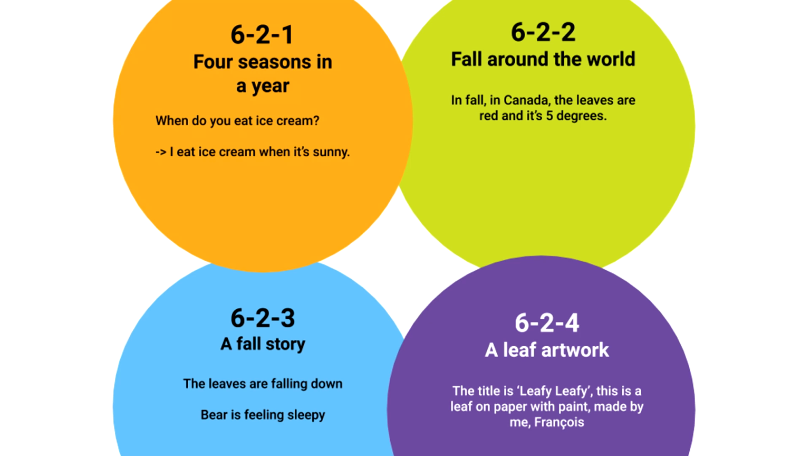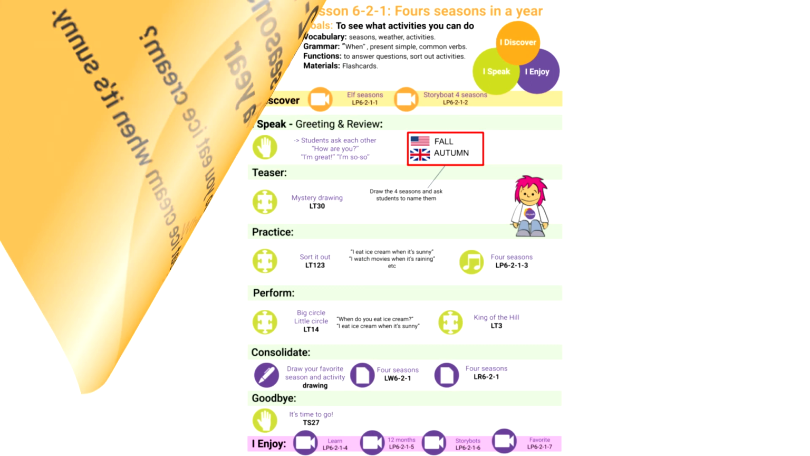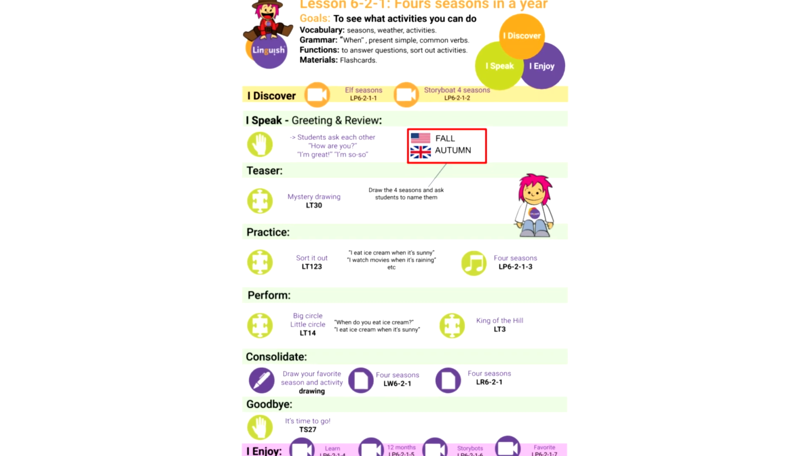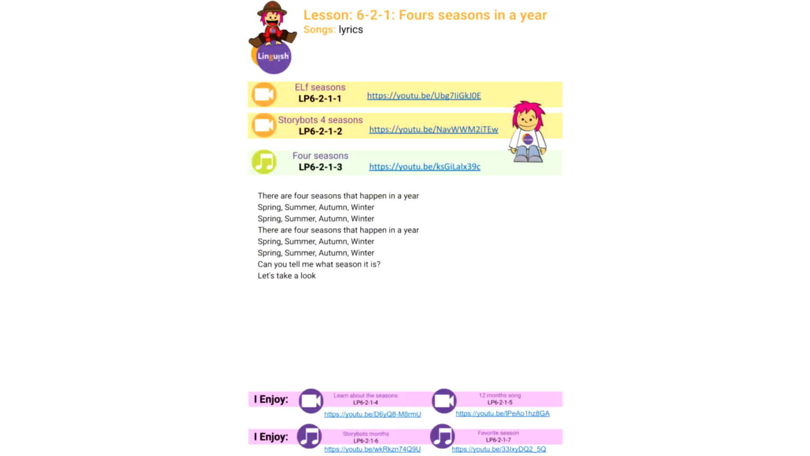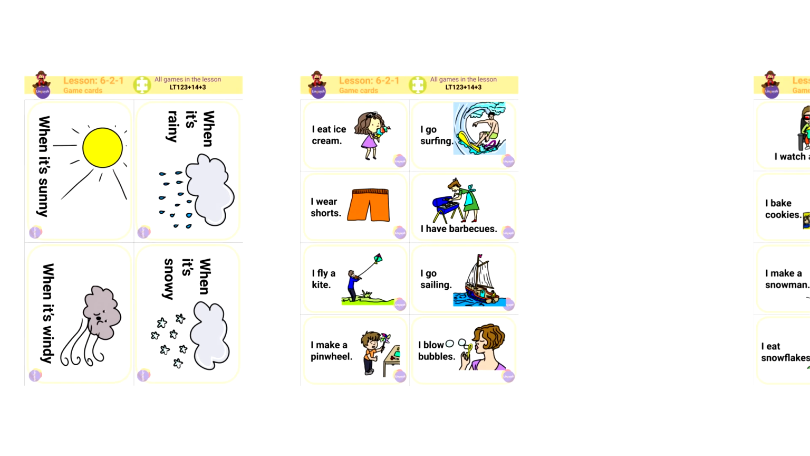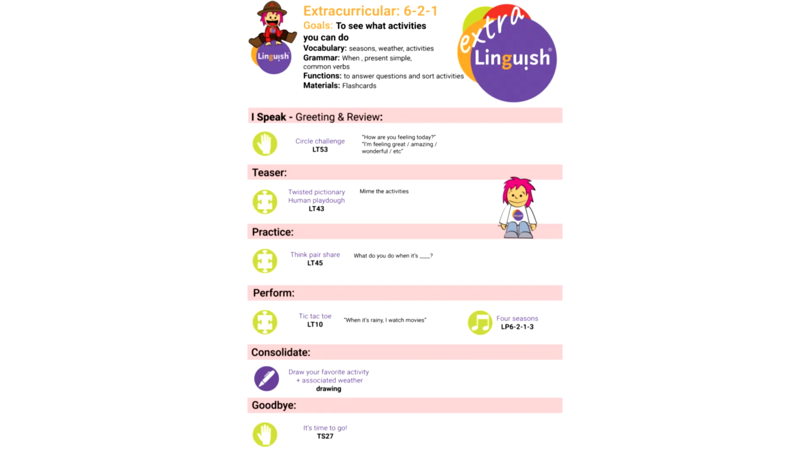Let's dive into a lesson plan. The first one, 4 seasons in a year. Here, we will deal with the seasons, activities, common action verbs, etc. What's in this lesson? Here, the main lesson plan, then the links and lyrics to the songs and videos included in the lesson. Right after, the game cards and material you will need to teach this lesson. And finally, the extra lesson, created for teachers who have their students more than an hour a week and want to go further.